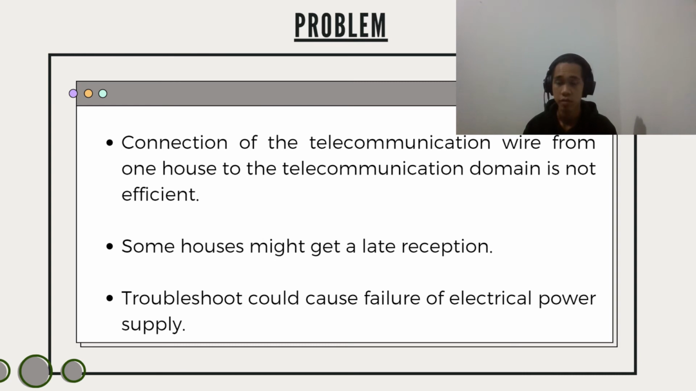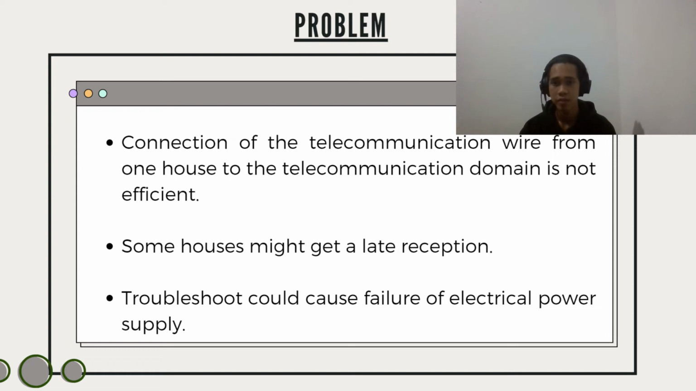For the problem statement, we have analyzed and determined three major problems that need to be overcome. First, the connection of the telecommunication wire from one house to the telecommunication domain is not efficient because it will consume a lot of electricity and it will cause a high electric bill.